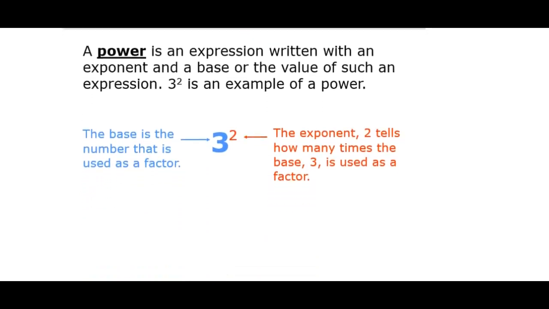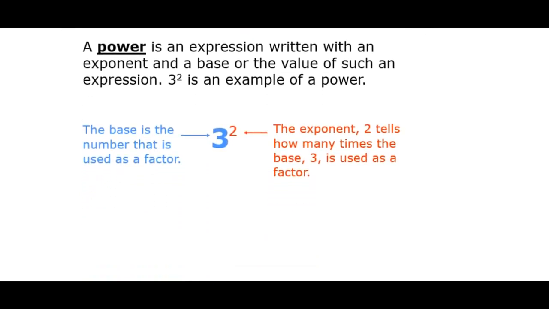3 is the base number. That's used as your factor. A factor is something that's multiplied times itself over and over again. And the exponent tells me how many times that base value is used as a factor. So for instance, when I have something written like this, that's the same thing as going 3 times 3.